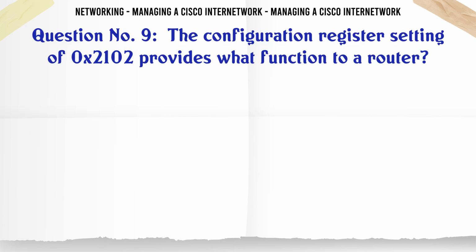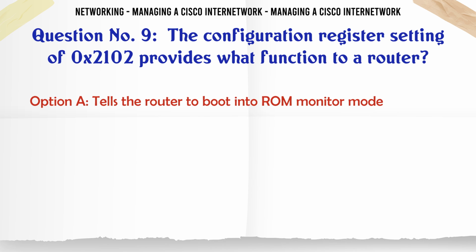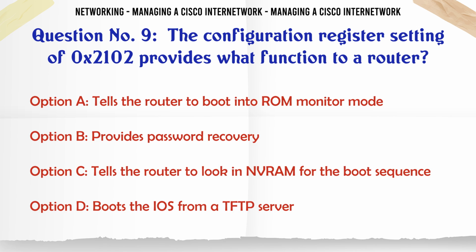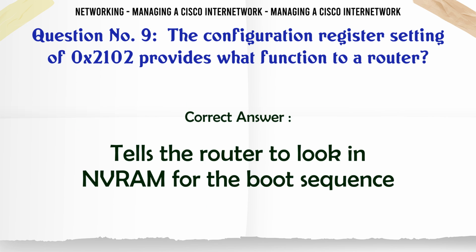The configuration register setting of 0x2102 provides what function to a router? A. Tells the router to boot into ROM monitor mode. B. Provides password recovery. C. Tells the router to look in NVRAM for the boot sequence. D. Boots the iOS from a TFTP server. The correct answer is tells the router to look in NVRAM for the boot sequence.